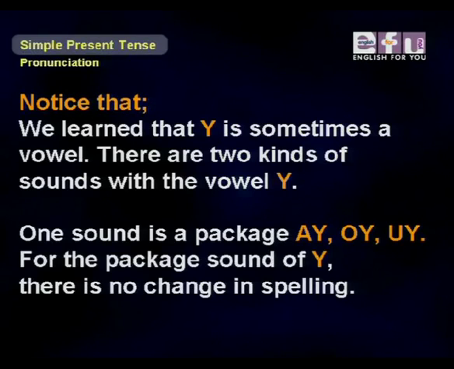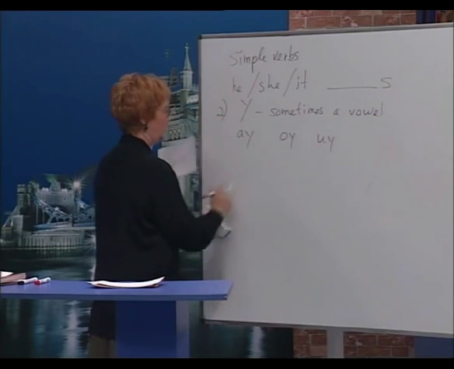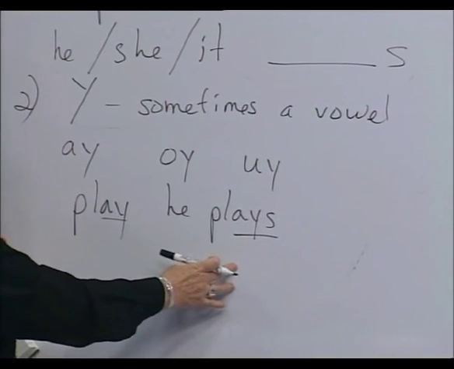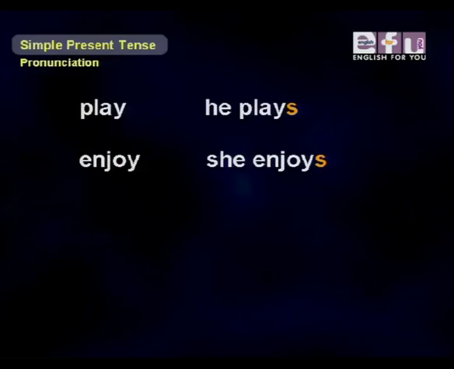Now, notice, we learned that Y is sometimes a vowel. There are two kinds of sounds with the vowel Y. One sound is a package, A-Y, O-Y, U-Y. For the package sound of Y, there is no change in spelling. Look. Play, play. He plays. Okay, no change in spelling.